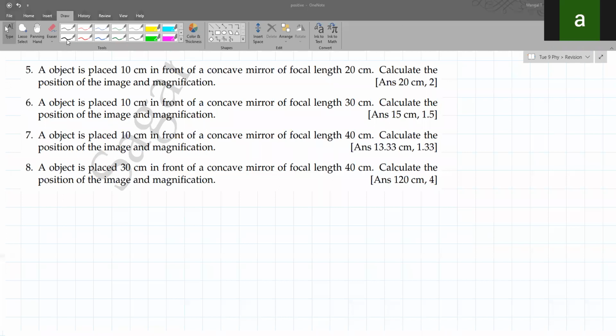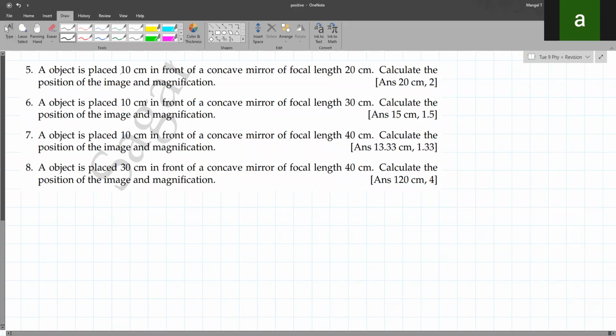Can you just scroll up for 1 now, 1 minute. The object is placed 10 centimeter in front of a concave mirror. So what I will write over here is u is equal to minus 10 centimeter. And the focal length is 20 centimeter. This is a concave mirror, so focal length is minus 20 centimeter. Now you have to calculate the position of the image and magnification. So they are asking for v and they are asking for m.